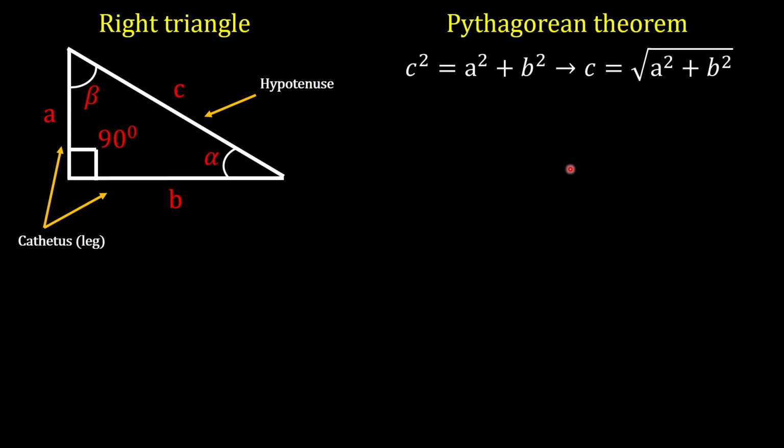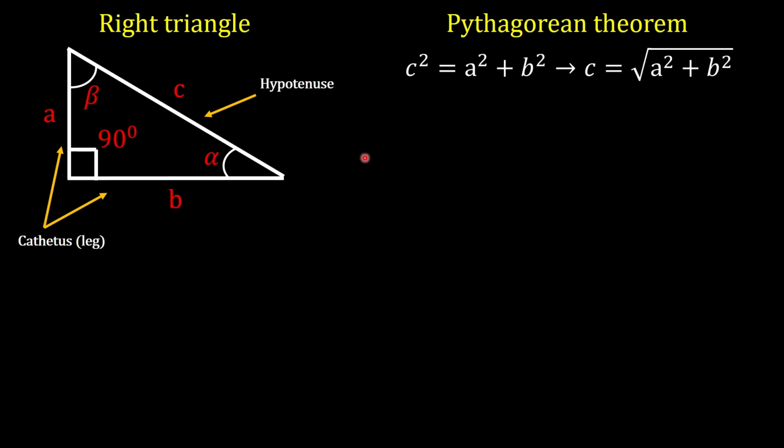Hello friends, today I'm going to give a brief lecture about Pythagorean theorem and sine, cosine and tangent. The Pythagorean theorem works only for right triangles. What is a right triangle? It is a triangle which has one of its angles equal to 90 degrees.